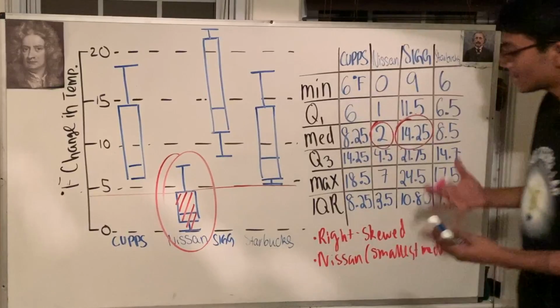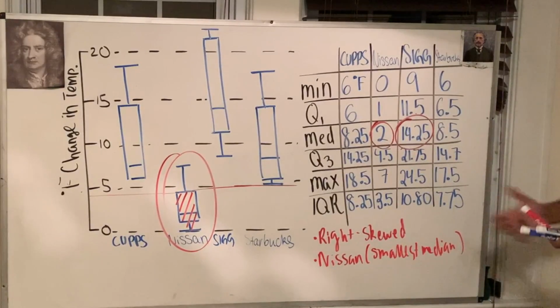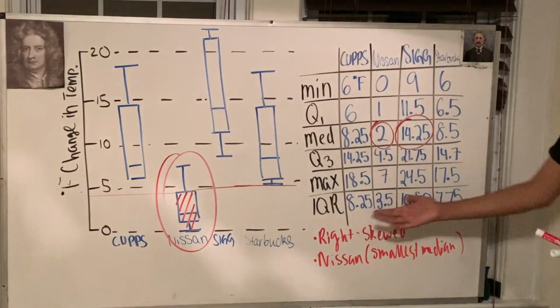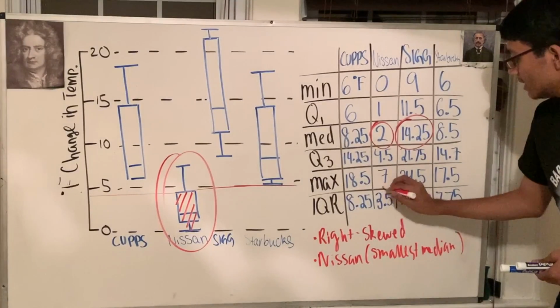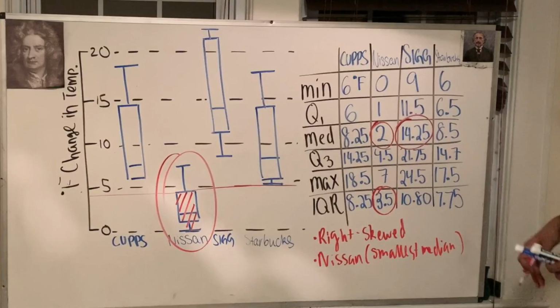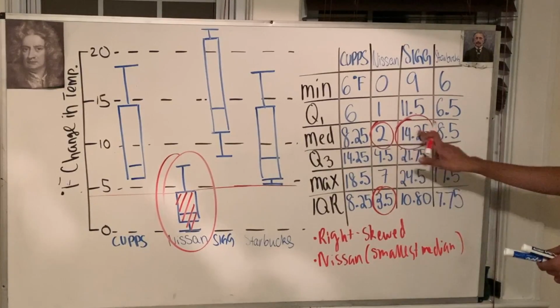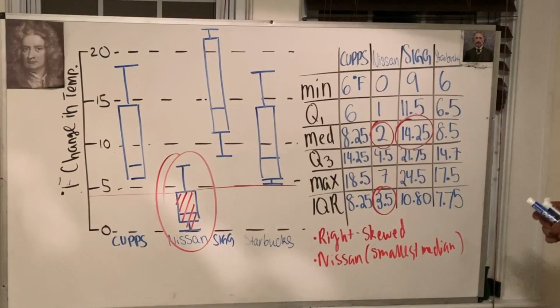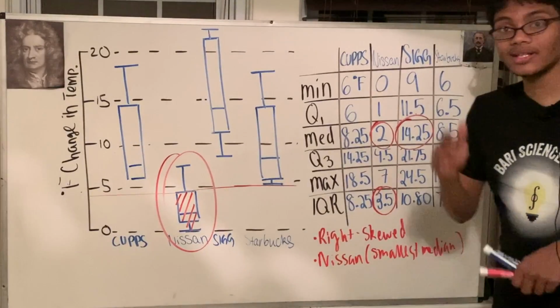All right, folks, and that's how we compare distributions. You can also see the IQR for Nissan is the least, right? Also showing that it has the smallest range, least variability. Okay, comparing the medians, we find it also, once again, has the least overall typical change in temperature. And that's it for this lecture on comparing distributions.